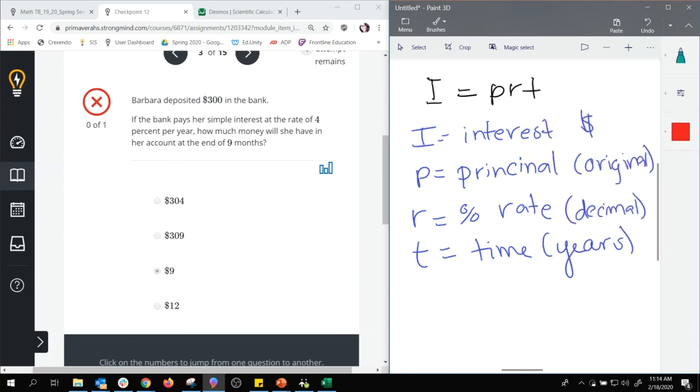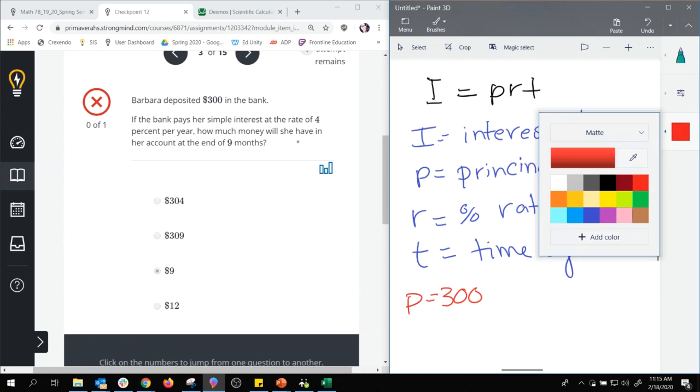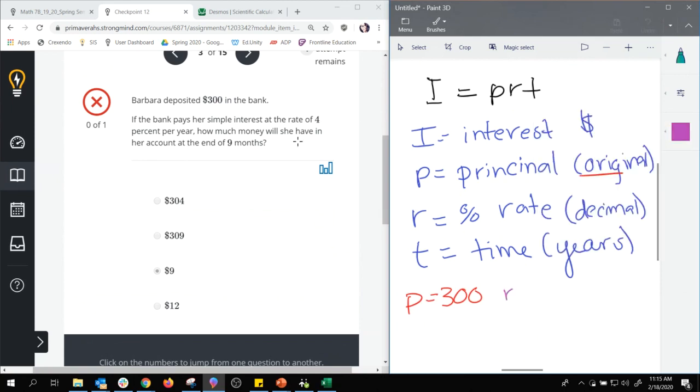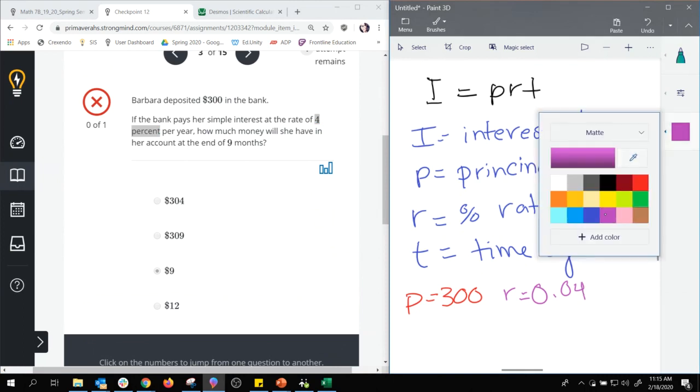How much does Barbara initially deposit into the bank? $300. Perfect. So since $300 is the initial amount, what variable is 300? What variable do I put 300 in for? P. Perfect, because it's the original, right? So here my P is going to be 300. What is my rate? What is my R? 4%, right? But remember, our 4% needs to be changed to a decimal. So what would 4% be as a decimal? 0.04. Perfect.